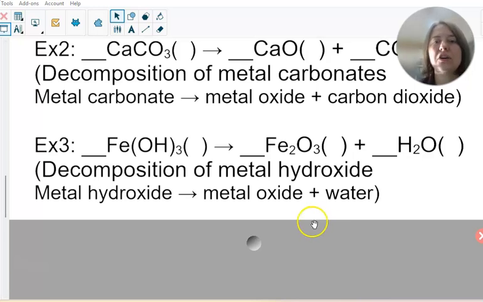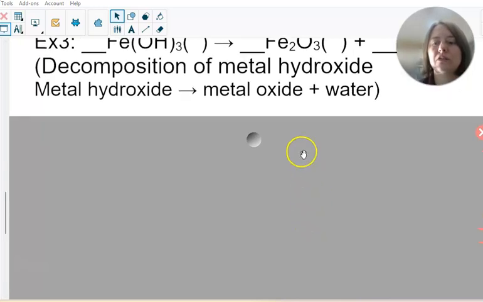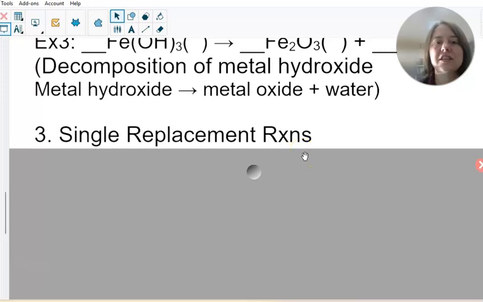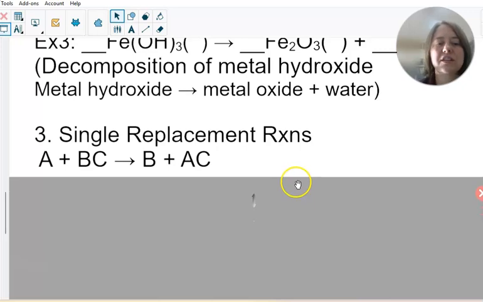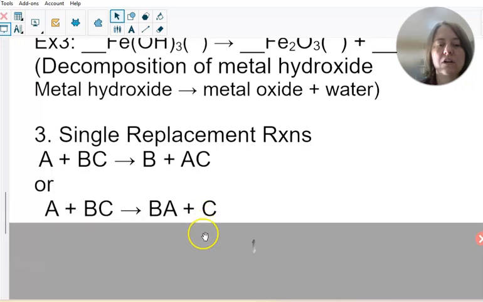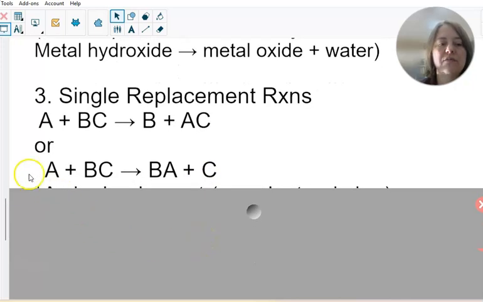Okay, let's look at our third type of chemical reaction. That is a single replacement reaction. So please write this down. It's where you have perhaps an element reacting with a compound, and then you get a different element and a different compound. So the A boots out the B and makes a new compound. Or maybe you have an element and a compound, but the A replaces the anion and boots that out.